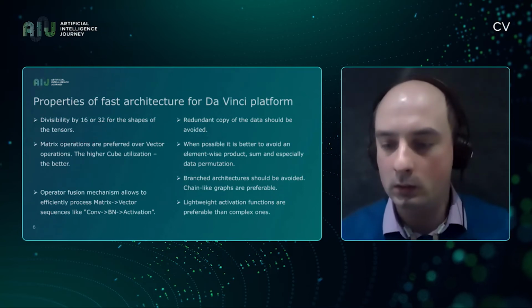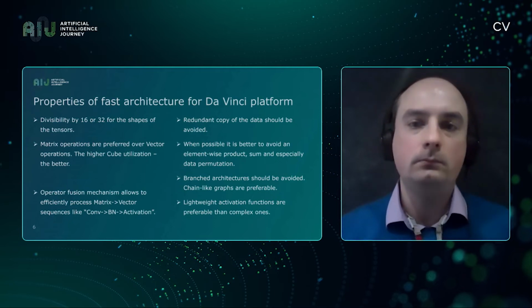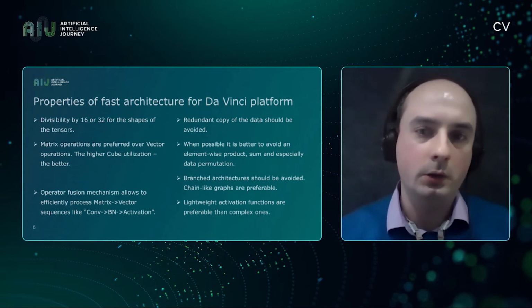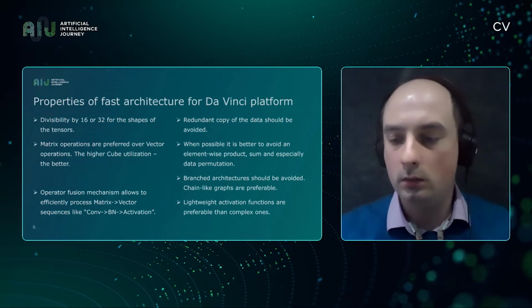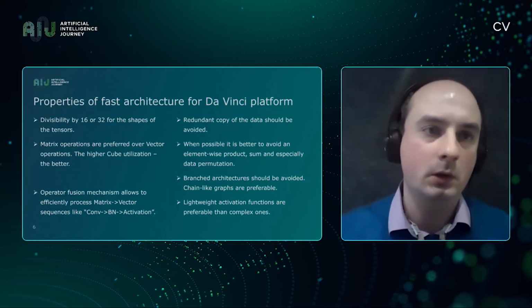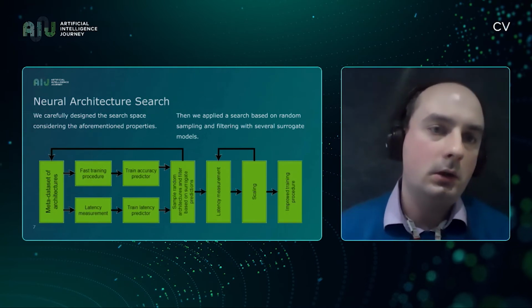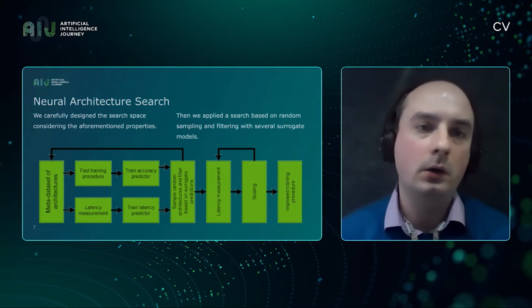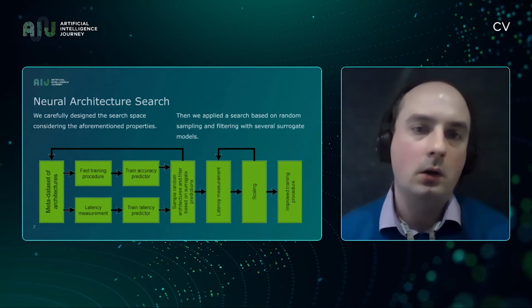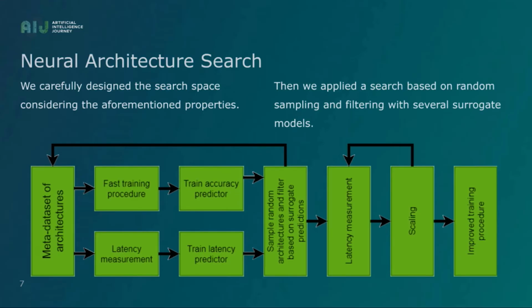And of course, there can be exceptions from every one of these rules, but you need to realize when an exception, a violation of the rules, offers more advantages. Based on that, we developed the search space and the neural architecture search algorithm. So it worked with data sets.